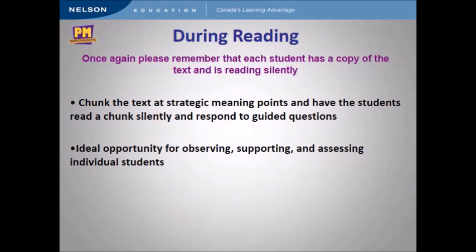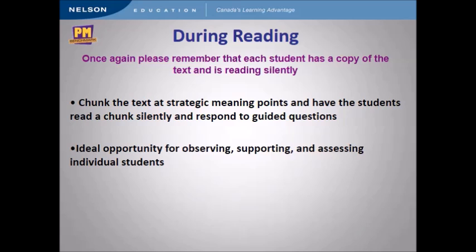During the reading section of a guided reading lesson, it's important to remember that each student has a copy of the book and they're reading it silently to themselves. We chunk the text at strategic points in the text and have the students read that chunk silently, and then we'll stop and respond to questions about the text. Again, remembering that these questions might be questions about content and also questions about strategy. And while the students are reading that chunk of text silently, it's an ideal opportunity for the teacher to observe and support and assess individual students.